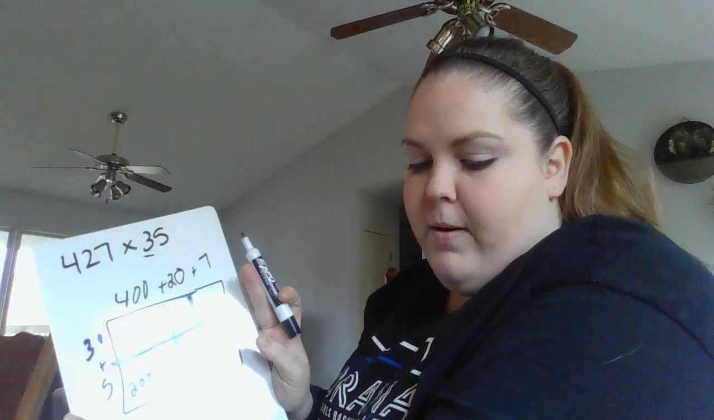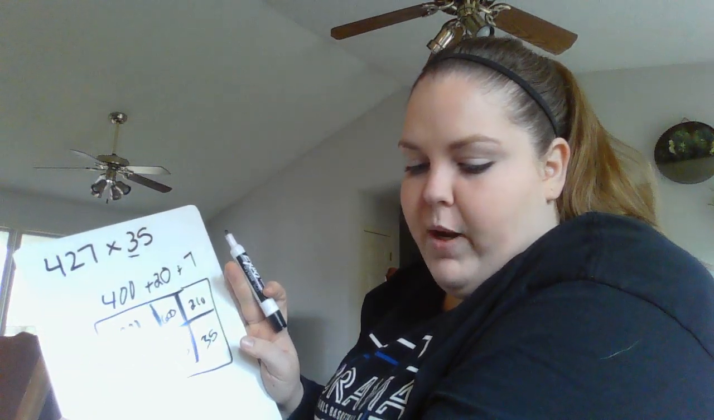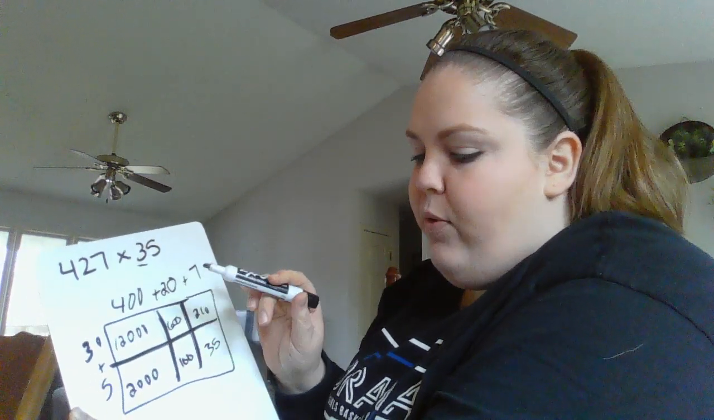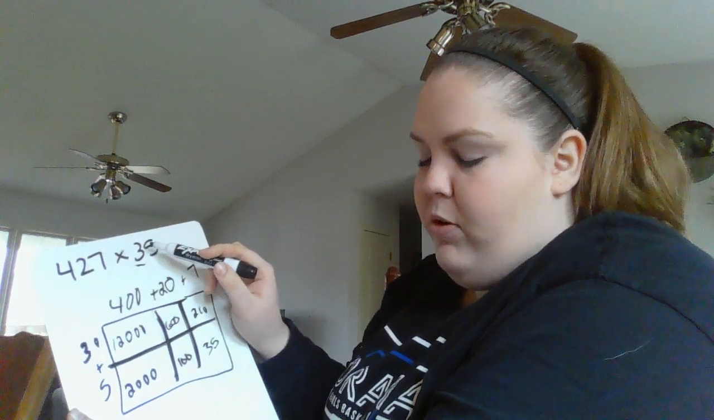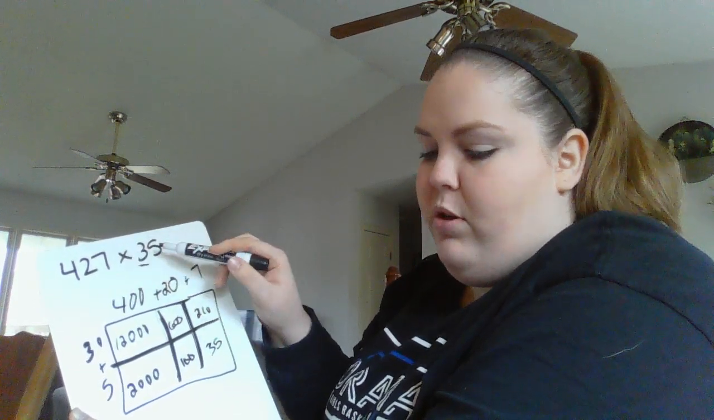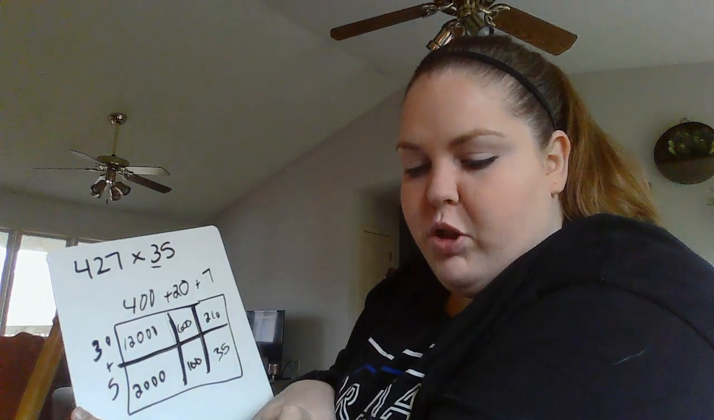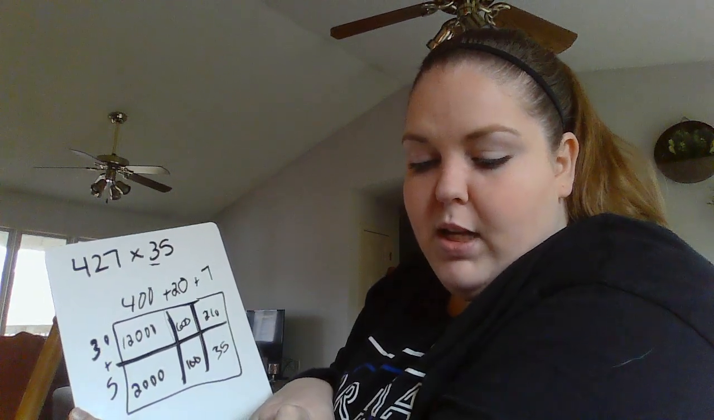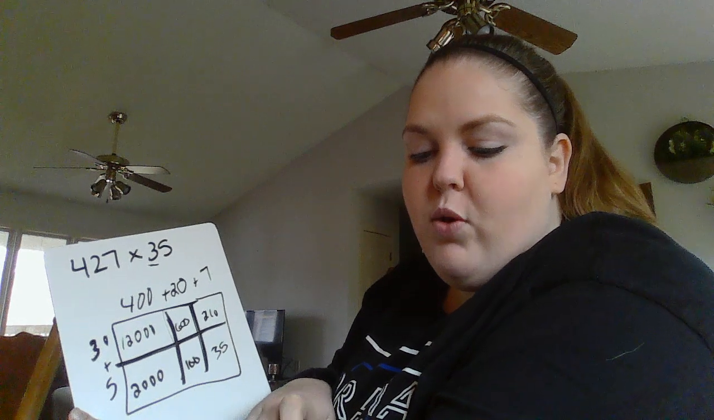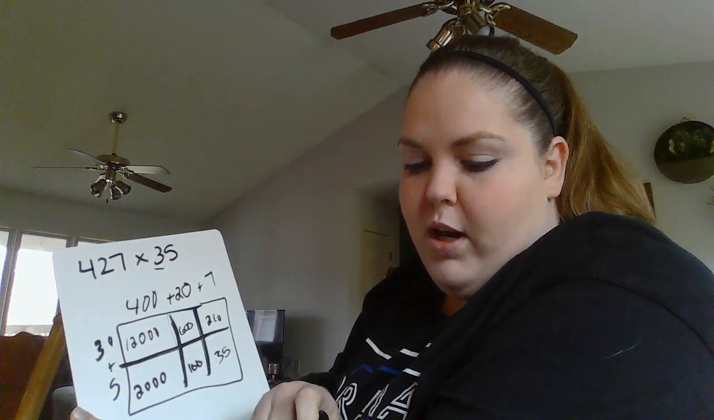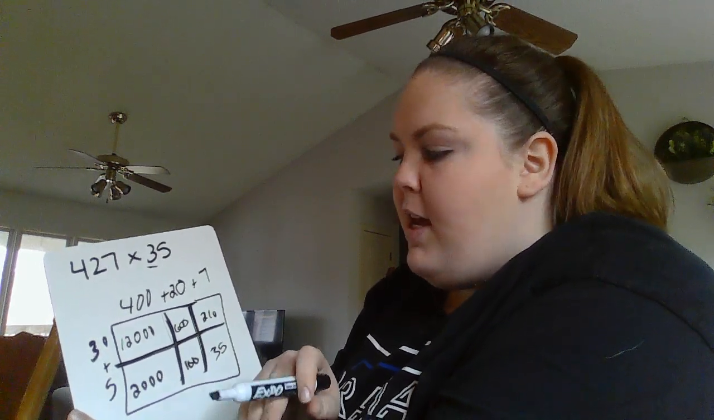So that's going to work. We already said D was right. And then E, they did 400 times 35 plus 20 times 35 plus 7 times 35. So this is kind of backwards of partial products, but E is also correct. So C, D, and E are all correct. A and B would be right if they had 30 instead of 3. Hopefully that made a little bit of sense.